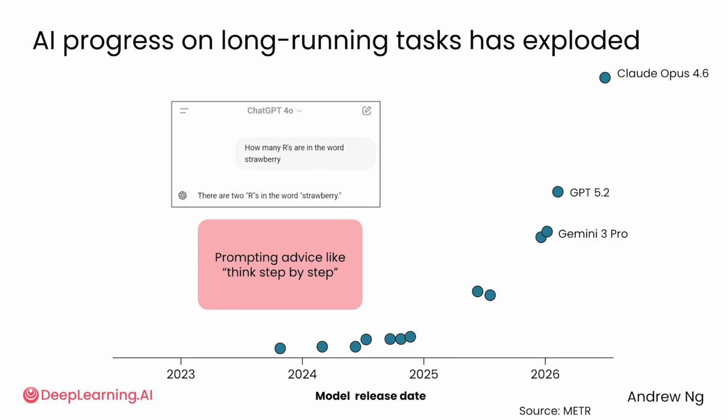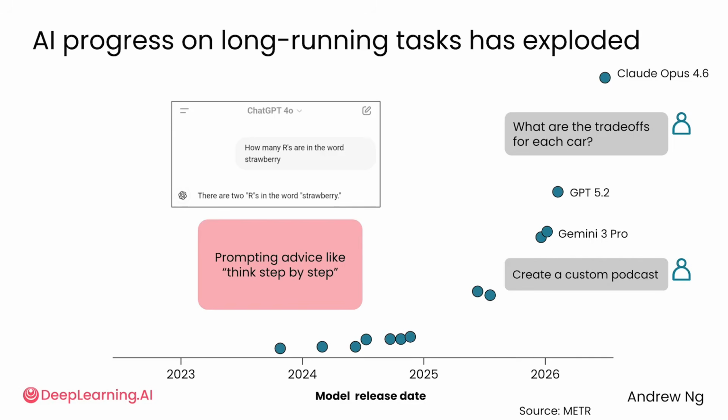Instead, I'm more likely to just tell it to think hard, and it knows what that means, and that it should reason at length, not necessarily step by step, but in even more complex ways in order to accomplish the task successfully. And so rather than think about AI as counting R's and strawberries or having to be told to think step by step, today you can ask AI models much more complex questions like what are the trade-offs for each car, or look at all this context and help create a script for a custom podcast.